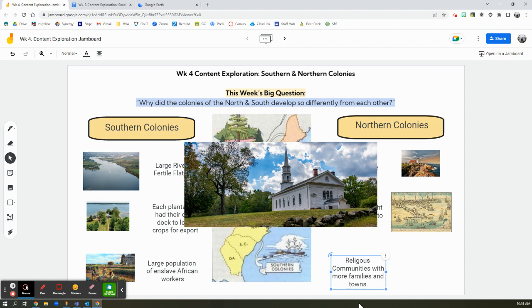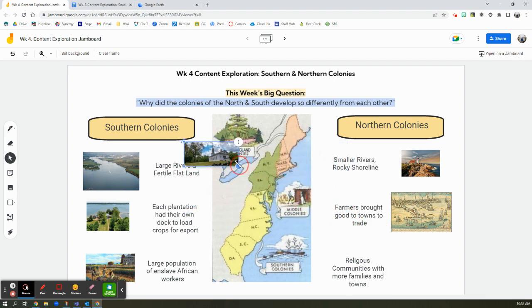Another part of this, though, is that the people that originally arrived were religious communities with more families and towns. And so there was, from the beginning, a very strong religious component, and those churches became a meeting spot for the community as well. One thing to talk about real quickly before going to Google Earth, though, is even though there weren't as many enslaved laborers in the northern colonies, there still were some, or there were even enslaved Native American people. The difference was there were just a lot of smaller farms instead of these big plantations.